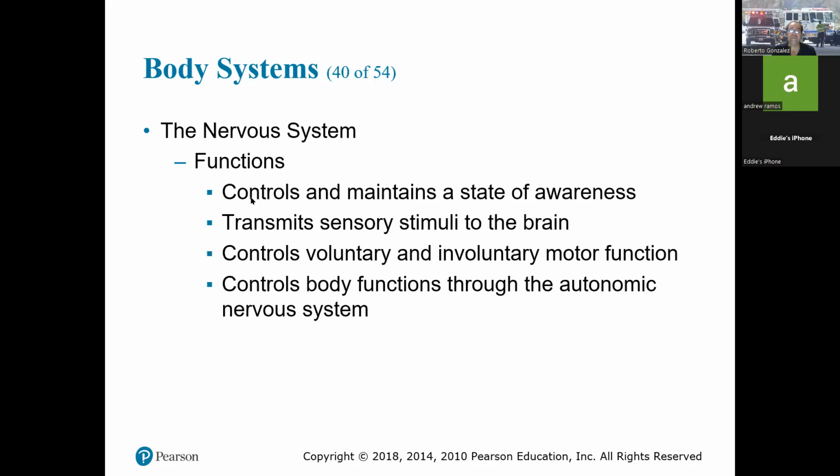Okay, functions of the nervous system. It controls and maintains a state of awareness. It transmits sensory stimuli to the brain. It controls voluntary and involuntary muscle functions. It controls body functions through an autonomic nervous system.